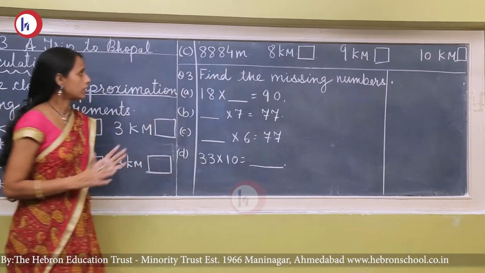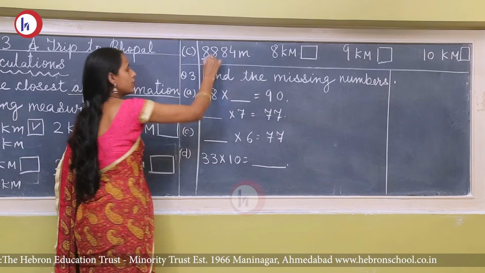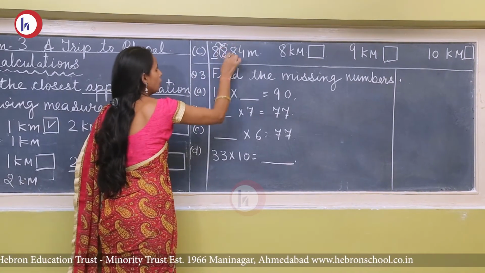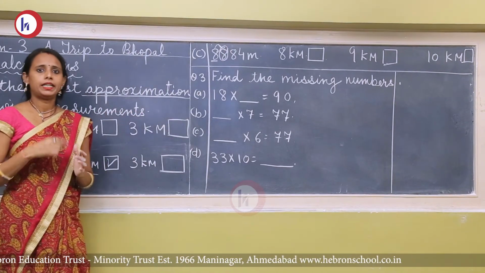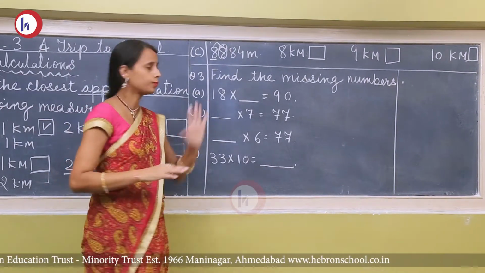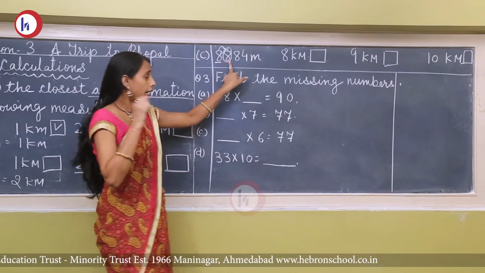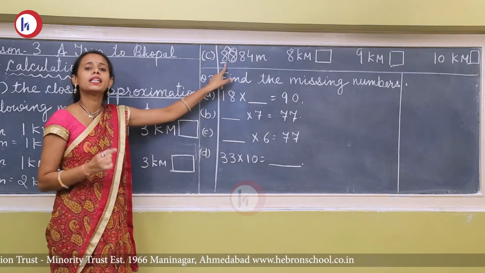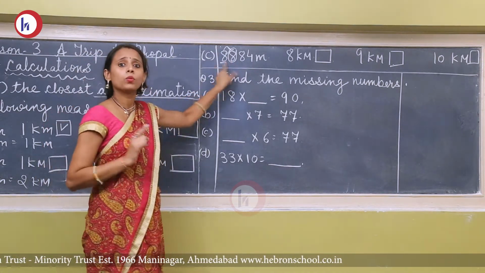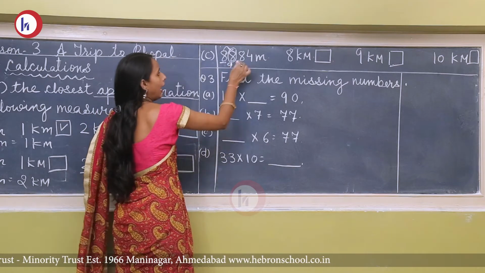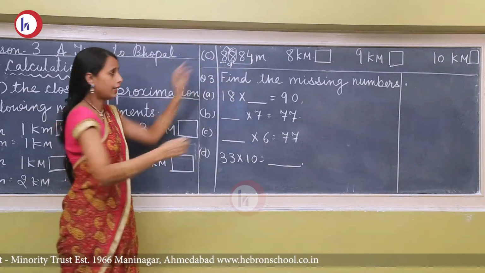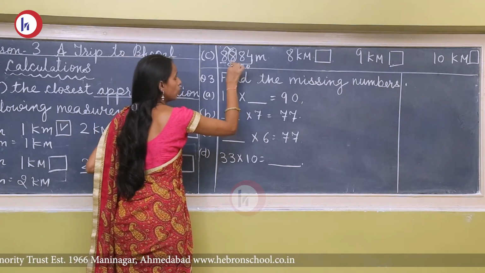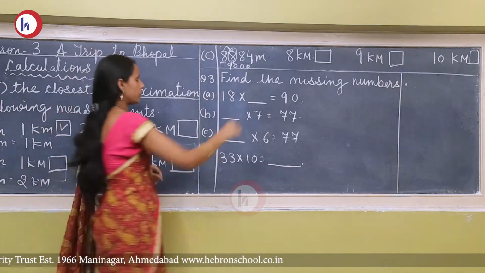8884 meter. Now see, here the first digit is 8. Then after this, look at the right digit of 8. It is 8. Is it more than 5 or less than 5? Yes, we know that 8 is more than 5. So this digit will be increased by 1. 8 plus 1 is equal to 9. And then after this, 3 digits will be changed to 0. So the answer will be 9000.